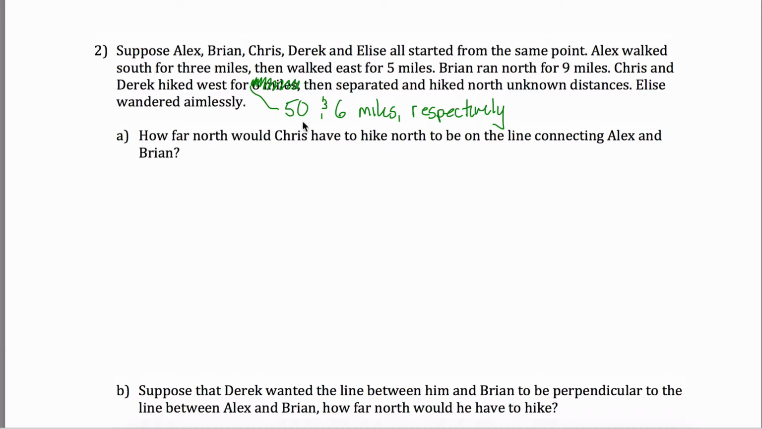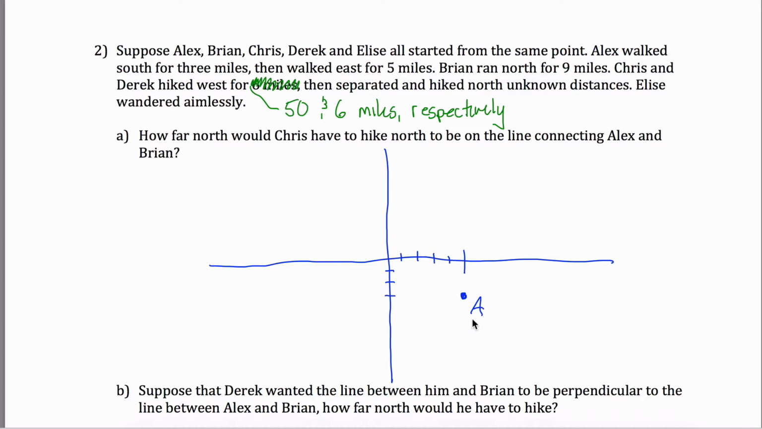All right, number 2, I made a little change to this. What's going on is I have a bunch of people, Alex, Brian, A, B, C, D, and E, and Alex walked south for 3 miles, then walked east for 5 miles. It might help to have a graph of these things. So let's just suppose that they all start right here, and Alex walked south 3 miles, 1, 2, 3, and then walked east for 5 miles, 1, 2, 3, 4, 5. So here is Alex right here.